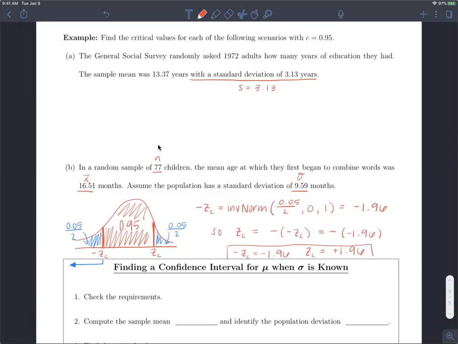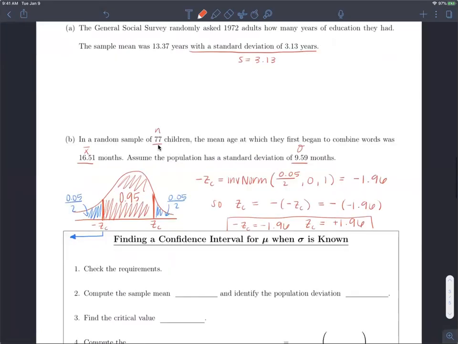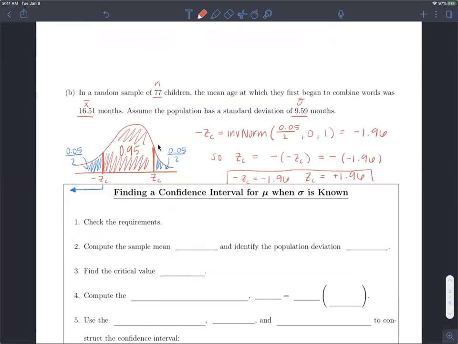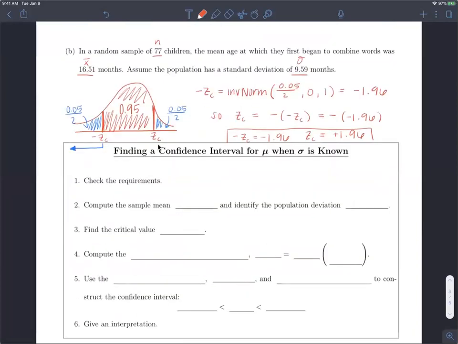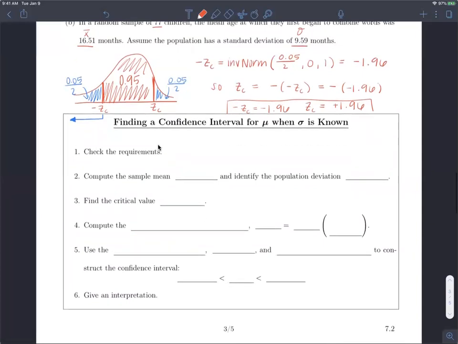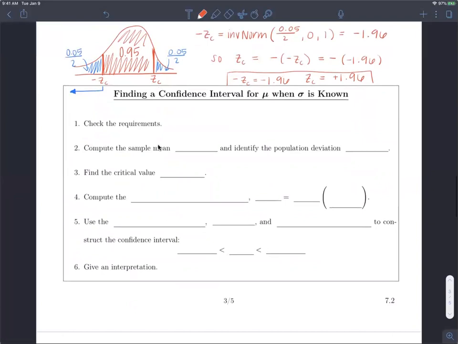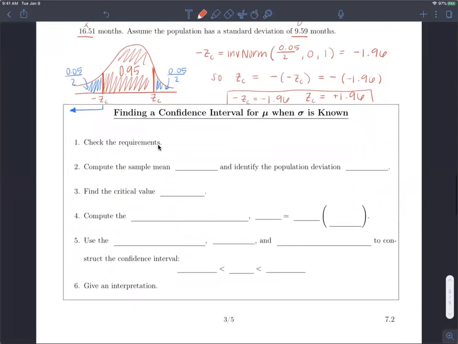All right, so let's go over the kind of procedure for constructing a confidence interval. And then we'll do an example when we know sigma, and then we'll come back to all the stuff when we don't know sigma, because there's some stuff I forgot to give you before going over this. But so basically, the first thing that you do is you check the requirements, right? It's always, always, always the first thing that you do.